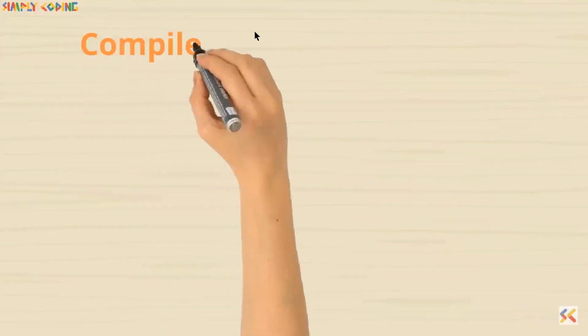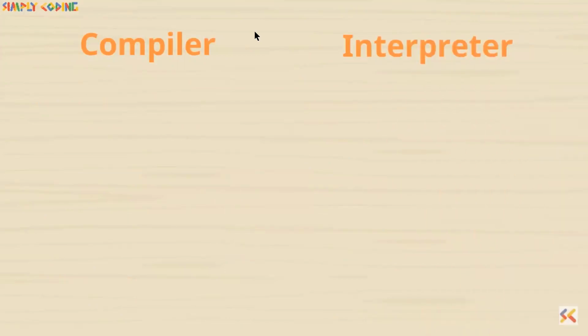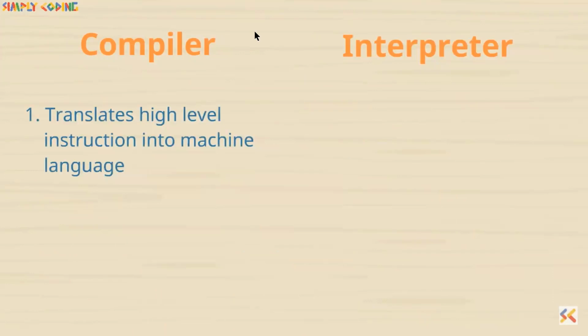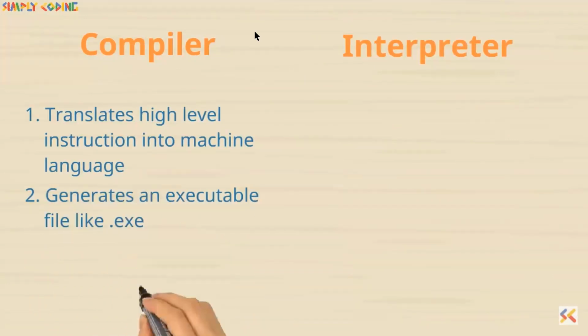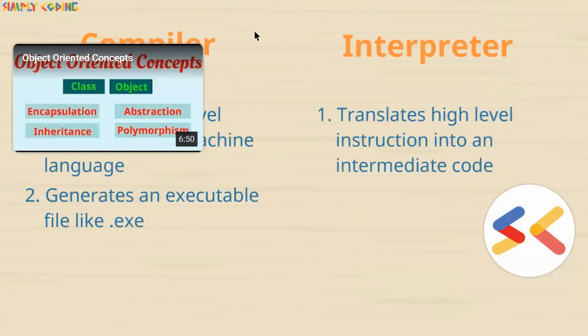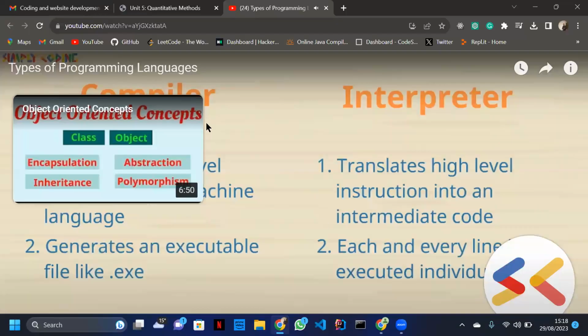A code in high-level language needs a compiler or interpreter to convert their code into machine language. Let's understand the difference between the two. The compiler translates the high-level instructions into a machine language and generates an executable file like .exe. Interpreter translates the high-level instruction and executes each and every line individually. In our next video, we will learn more about object-oriented concepts in Java.